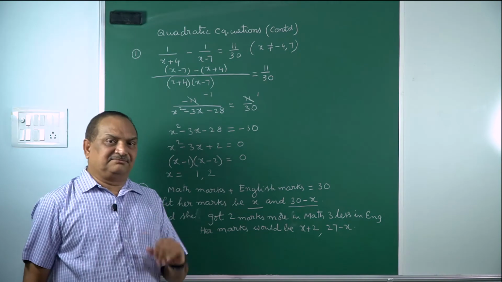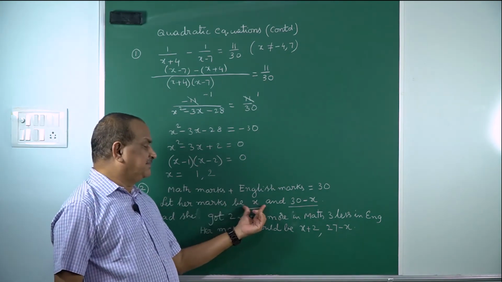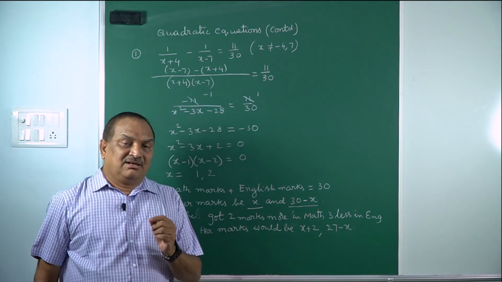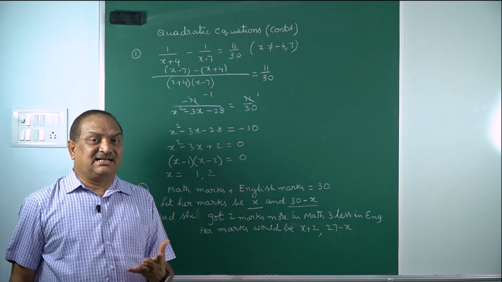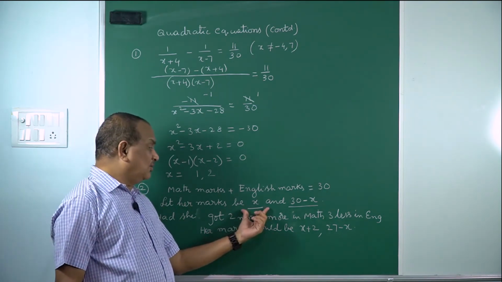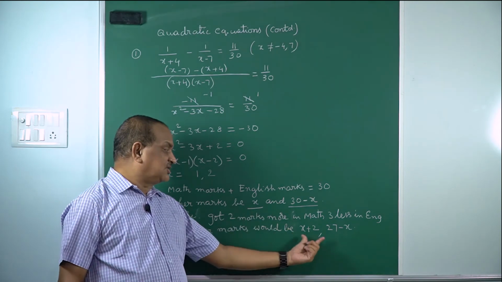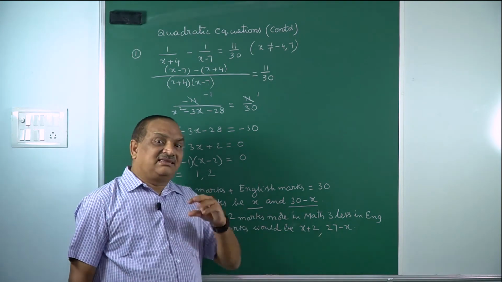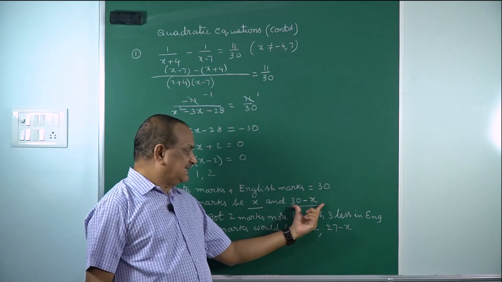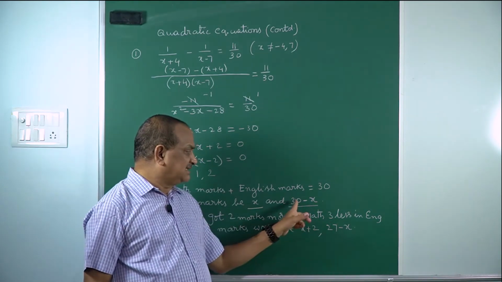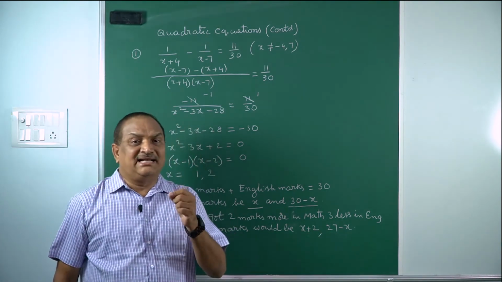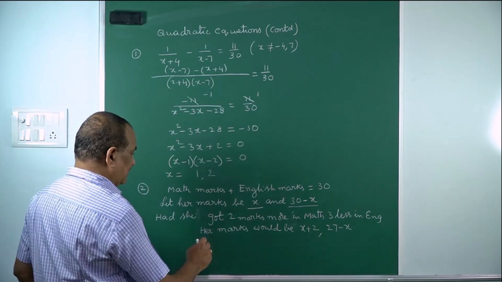Total marks 30. If you think that math marks are X, English marks would be 30 minus X. Now there is a hypothetical consideration, but that did not happen. Had she got 2 more, this will become X plus 2. And had she got 3 marks less in English, 30 minus X minus 3, the product would be 210, because that's the question.